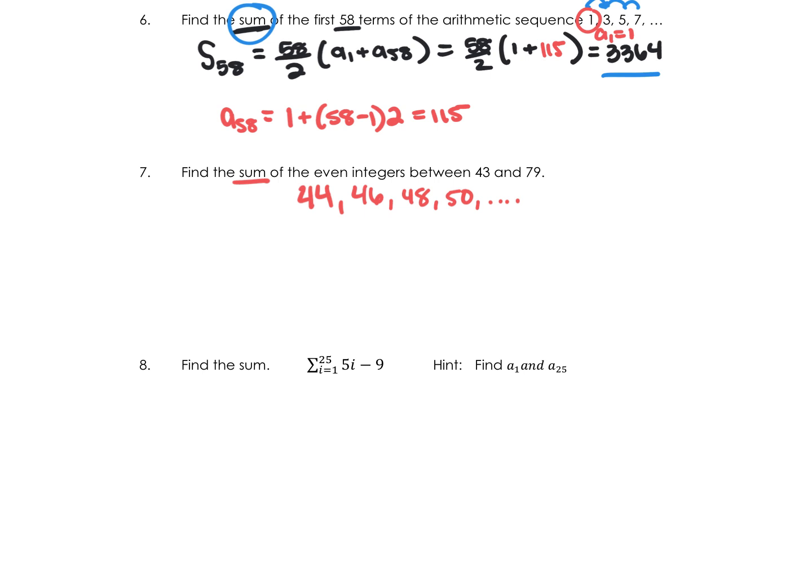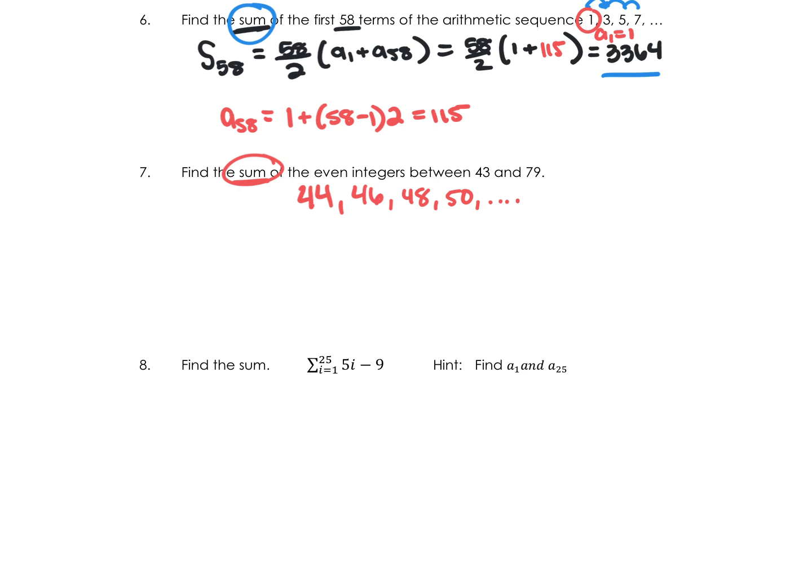Am I allowed to use one of these formulas to do that? Is this an arithmetic sequence? Are all the even numbers an arithmetic sequence? Yeah, what are we doing to get from one number to the next number? We're adding 2. So if I'm talking about all the even numbers, that really is an arithmetic sequence. So which one of these formulas should I start with if I want the sum?